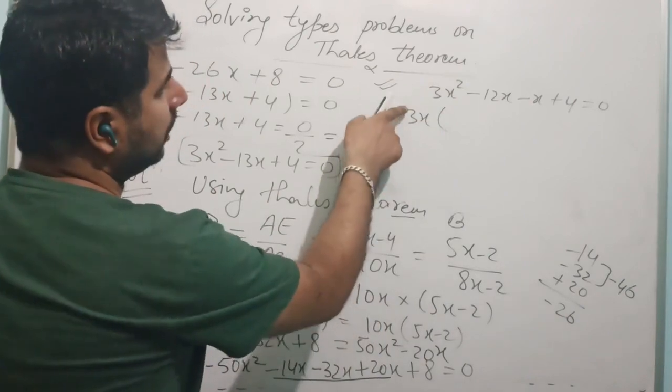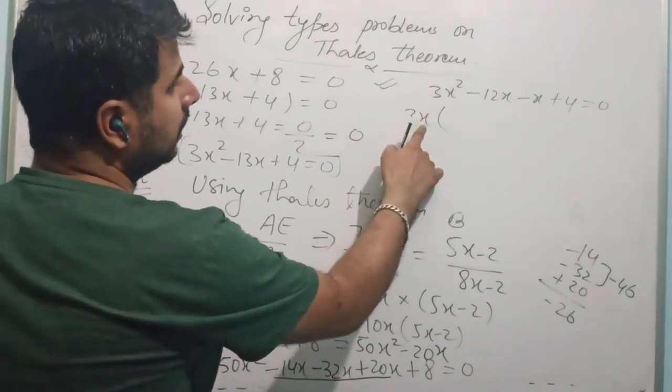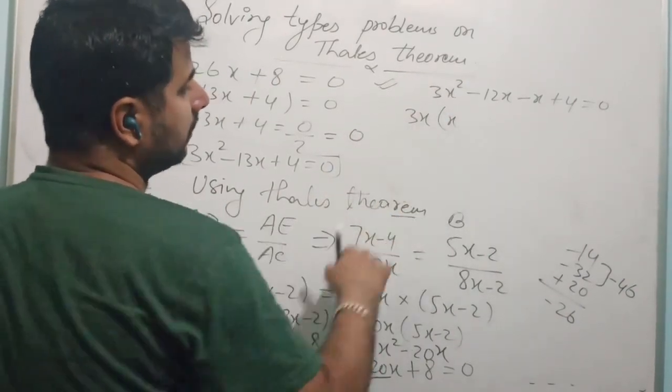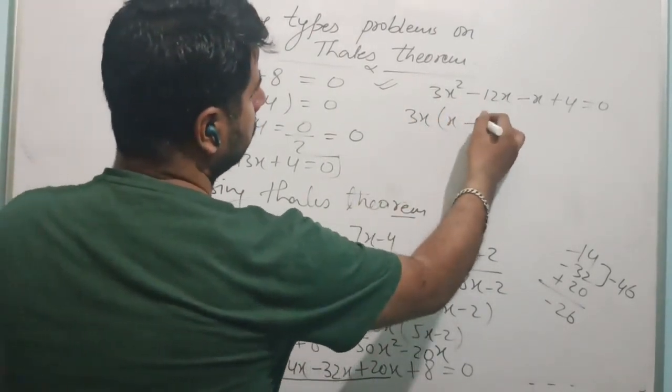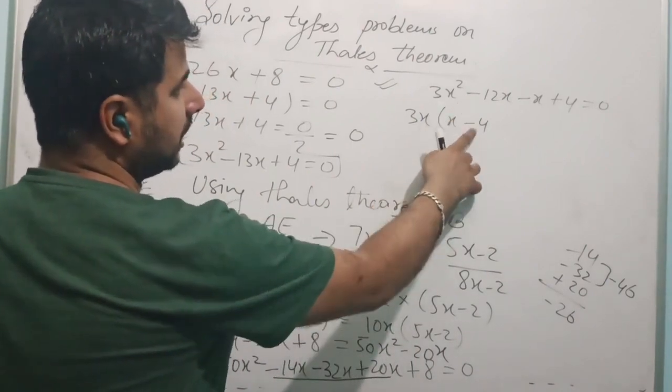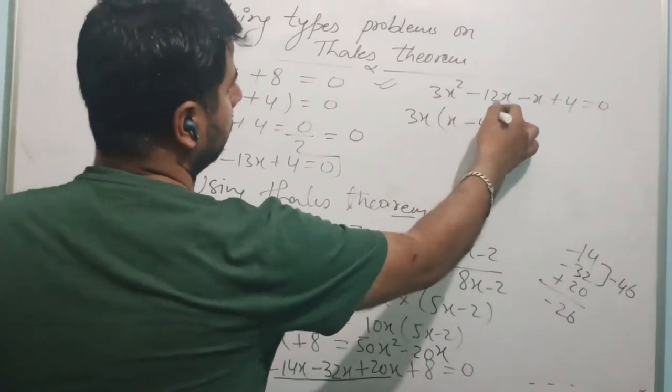Now let's divide. 3 divided by 3 is 1. x divided by x square will give x. Now coming to this side, 3 divided by 12 gives minus 4 times, because this is a minus sign here, and x cancels x completely.